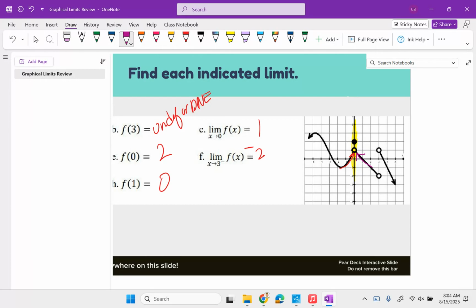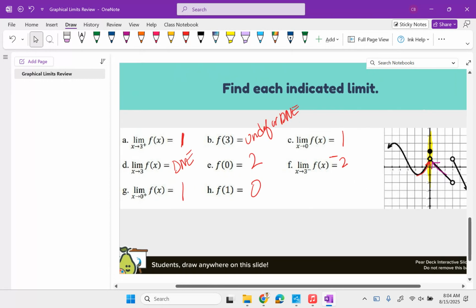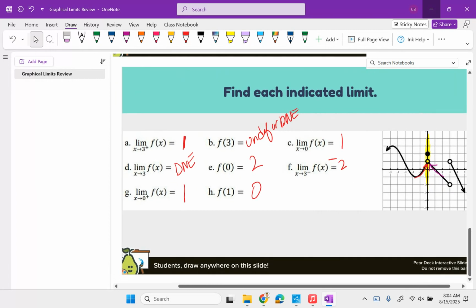Are we good? Any other questions on this piece? I just gave you a practice, and I want you to try it on your own. I'm going to give you 2 or 3 minutes to do it on your own. It's on paper, so we're going to do something a little different with this one.